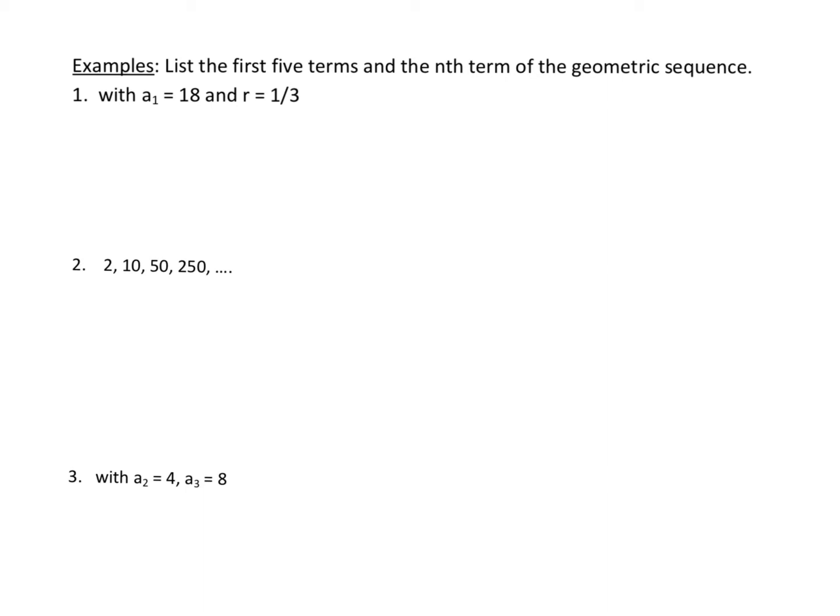For number 1, you are going to list your first 5 terms. The first one's given to us. Then each term after that, you are going to be multiplying by 1/3. They're going to get smaller and smaller. So 18 times 1/3, or 18 divided by 3, is going to be 6. Then we get 2. Then we get 2/3. Then we get 2/9. Then we get 2/27.